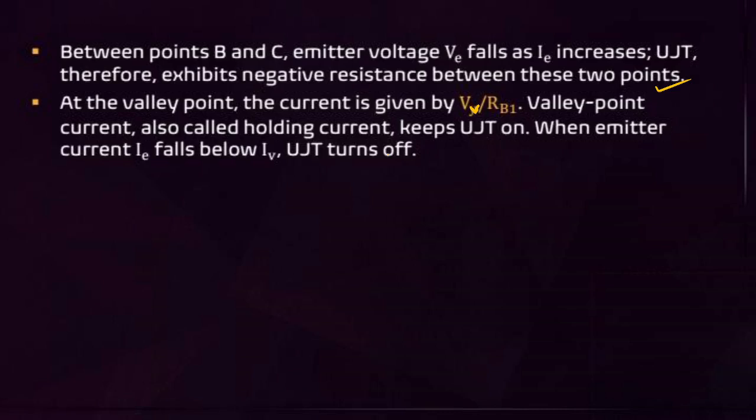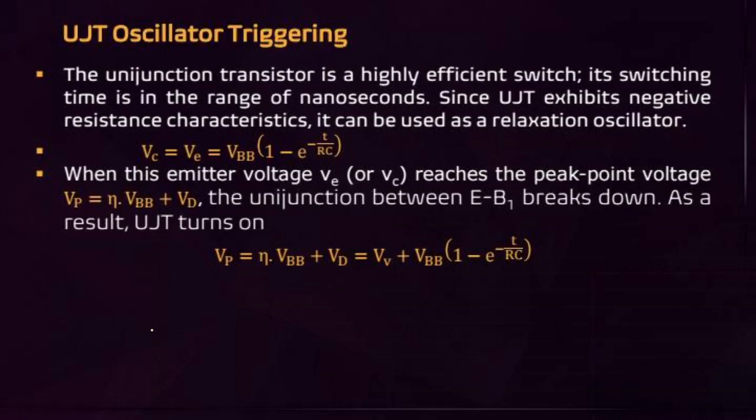The valley point current, also called the holding current, keeps the UJT on. That is the minimum current you have to maintain to keep the UJT in the on state. If the current is below this value, then the UJT will be turned off. This observation is also very important. You have to concentrate on it, and on these relations also.